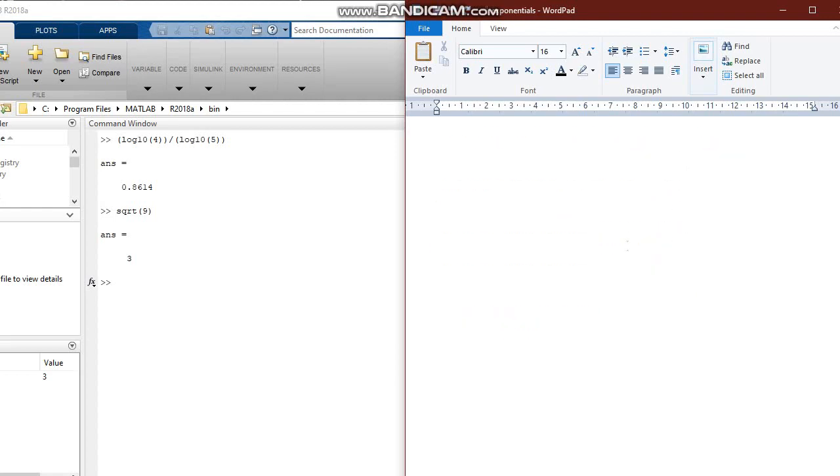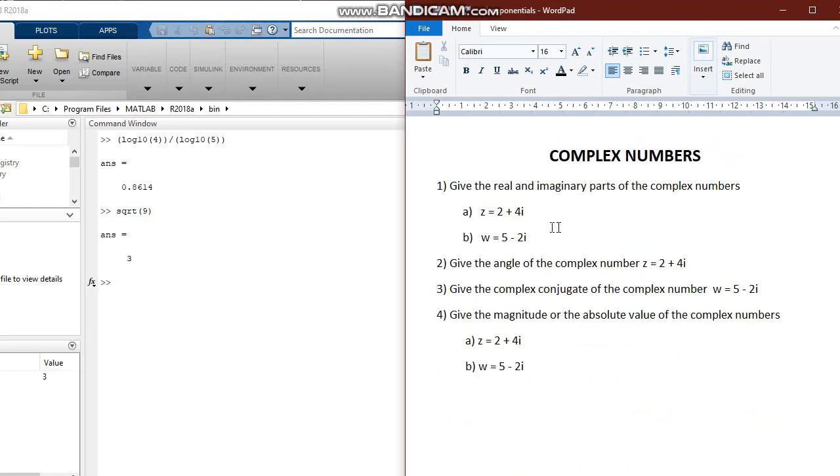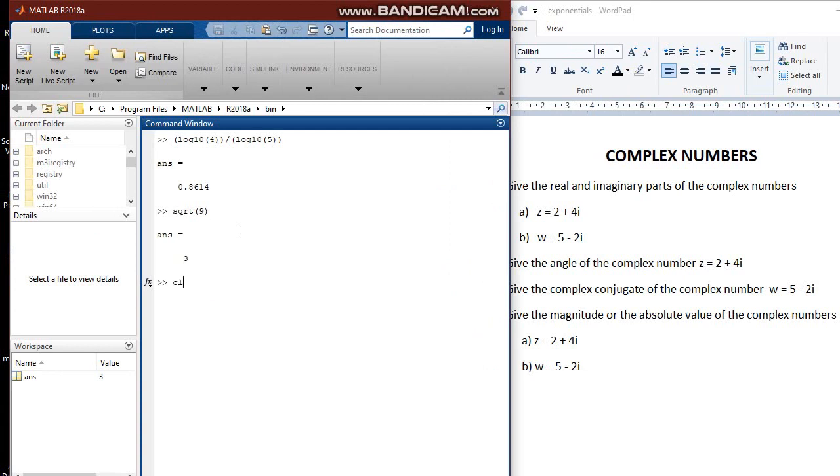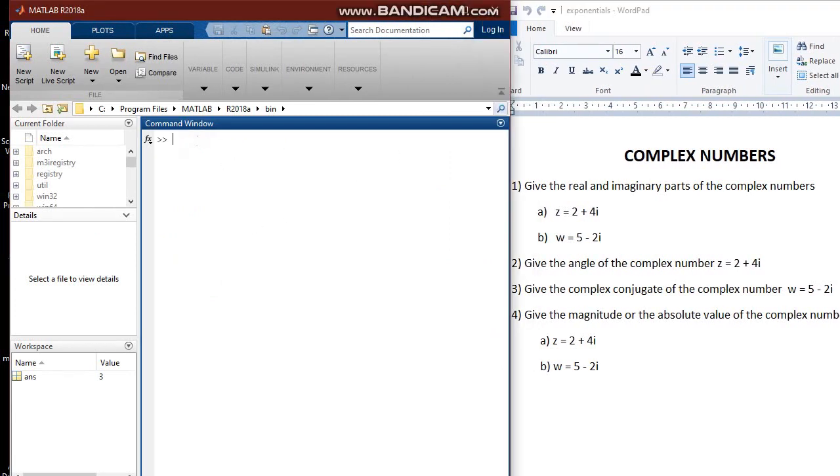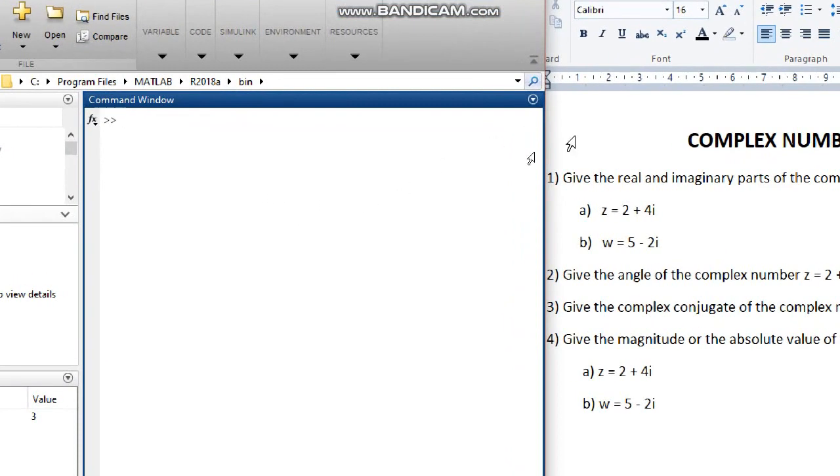So I also have some questions concerning complex numbers here. We have been asked to give the real and imaginary parts of complex numbers. So here I'm going to clear my command window, CLC. Declaring a complex number in MATLAB is not a difficult task. Here I have the complex number z equals 2 plus 4i. In MATLAB, it's basically the same idea, just that you have to put 4 times i.